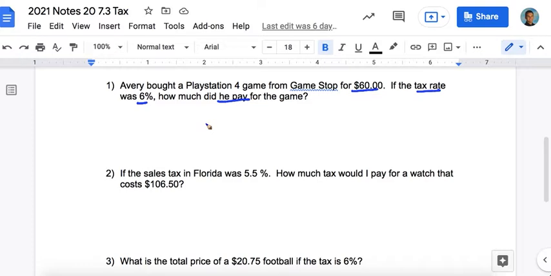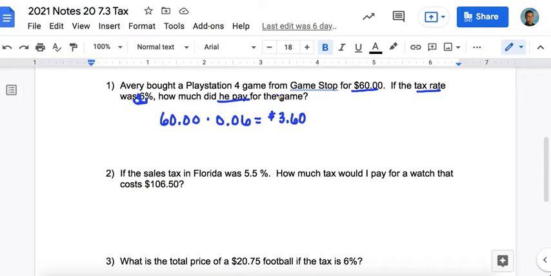So just like we did with tip, we're going to change the percent to a decimal and then multiply, because tax is a percentage of the bill, just like tip was. So we're going to move it 2 to the left and drop a 0. So this would be 0.06. So we're going to do $60 times 0.06. And that will give us $3.60. Now, this isn't our answer. All this is a tax. But it said, how much did he pay for the game?